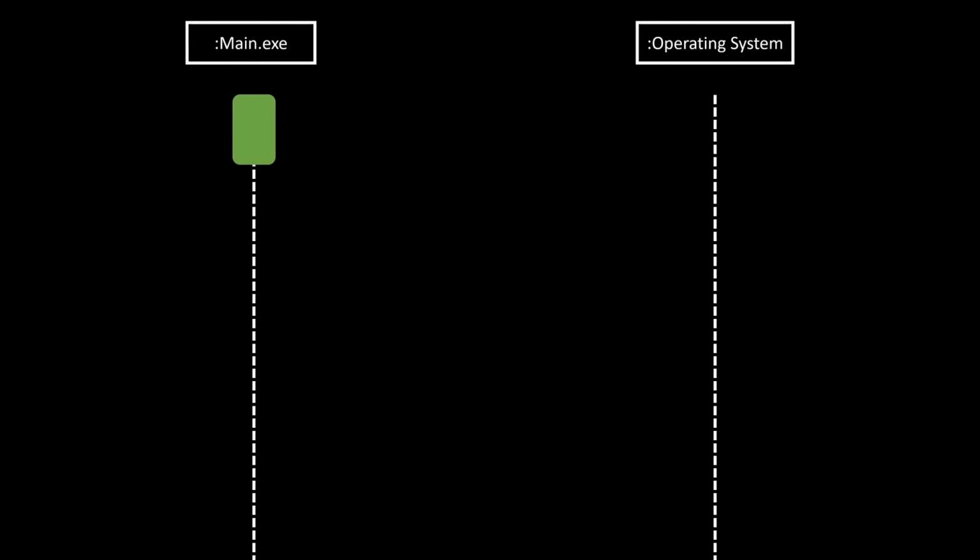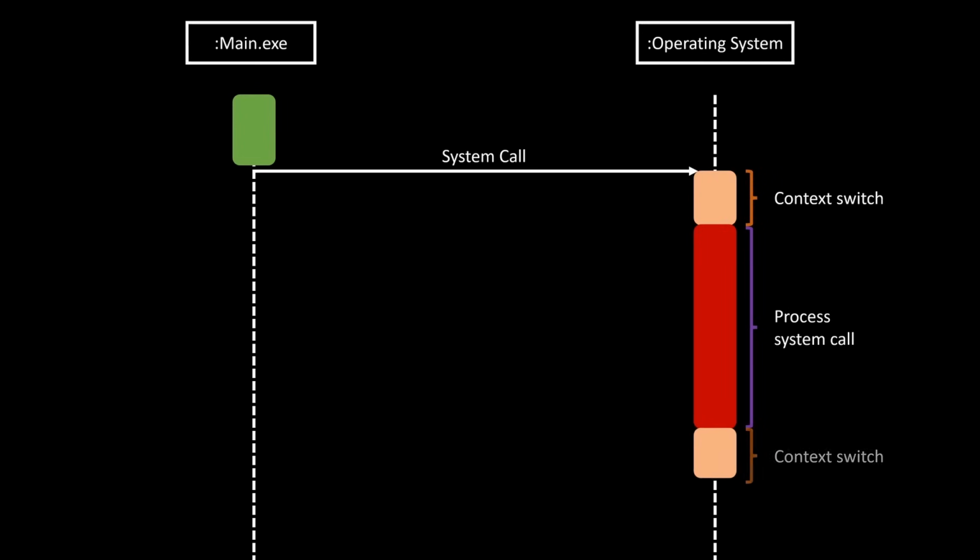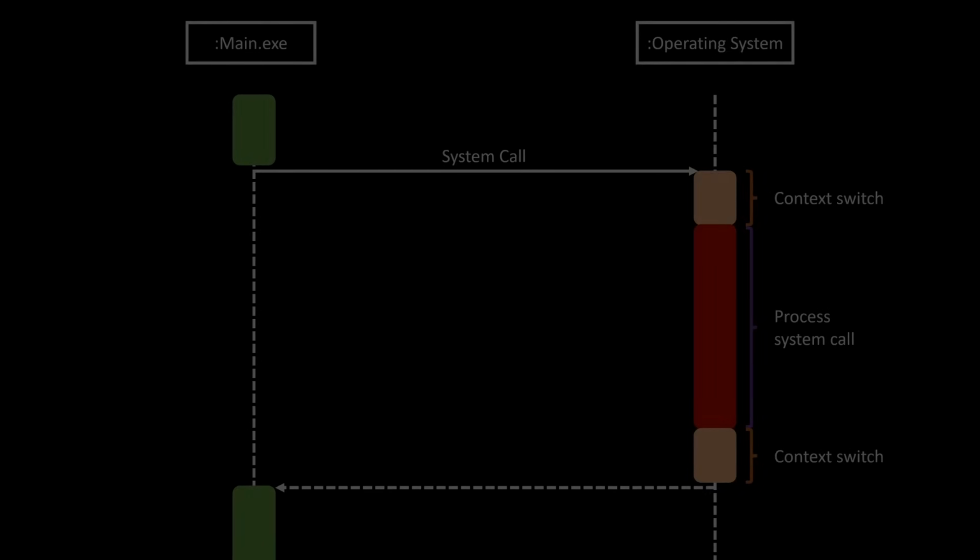A context switch incurs overhead because saving and restoring the execution context takes time and resources. Notice that apart from the cost of the context switch, it takes time for the operating system to handle the system call itself. This means there's even more overhead. Okay, but why do we care about this?